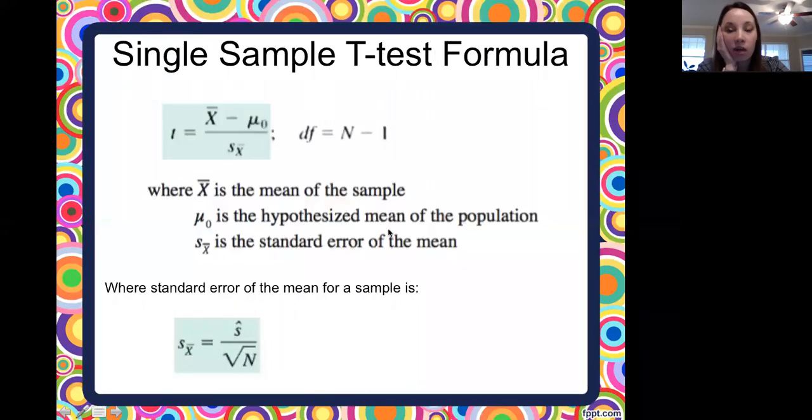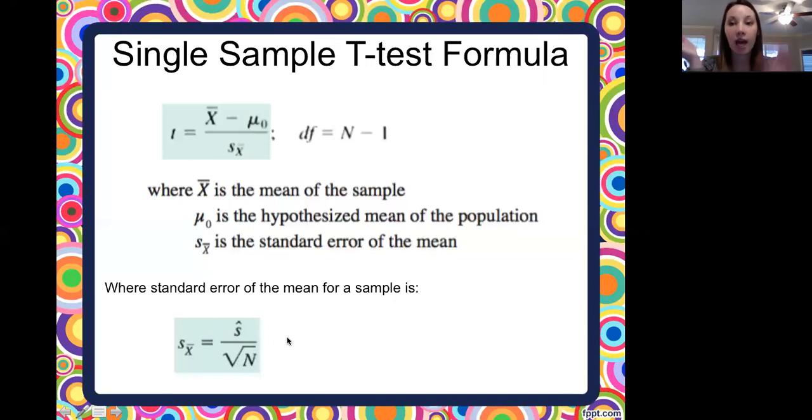Here is your t formula. Again, this will be on your formula sheet for the test. So let's talk about the different pieces here. We have t, clearly. We have our sample mean. We have our population mean. This will be given to you. And we have our standard error. So this S with the subscript X bar is our standard error, the standard error of the mean. And we find that by doing our sample standard deviation, so this S hat, over the square root of n.